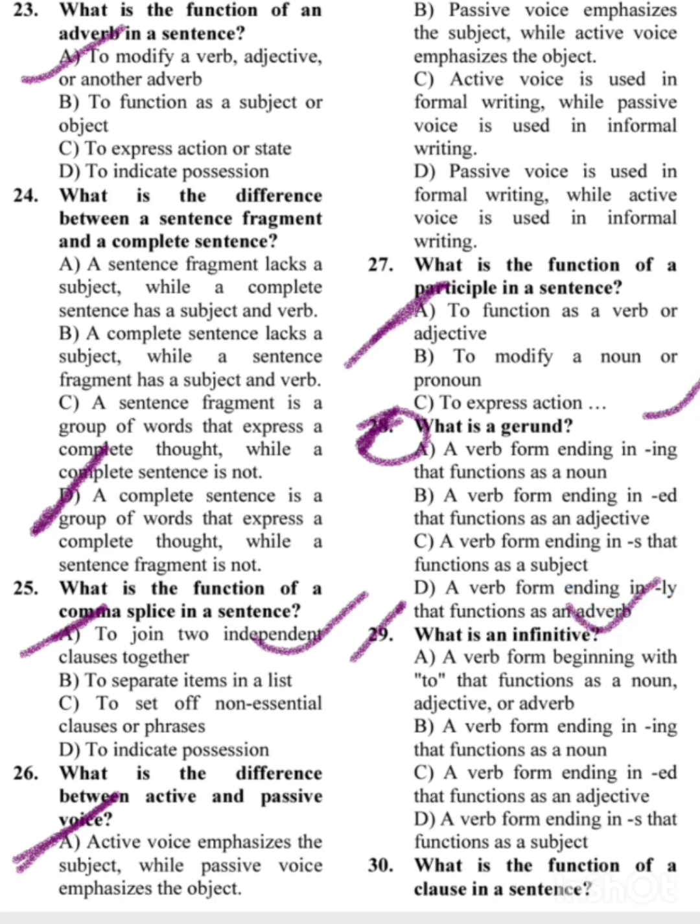Then we have the next one. What is an infinitive? An infinitive means a verb form beginning with to, that functions as a noun or adjective or an adverb. So here option A is the correct answer.